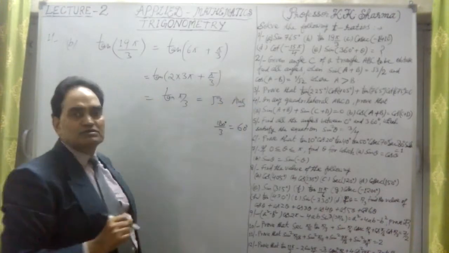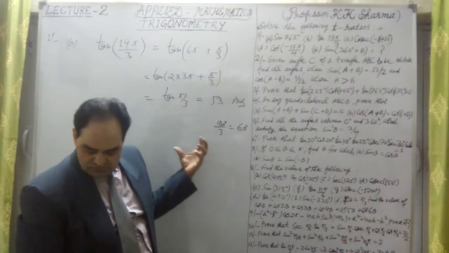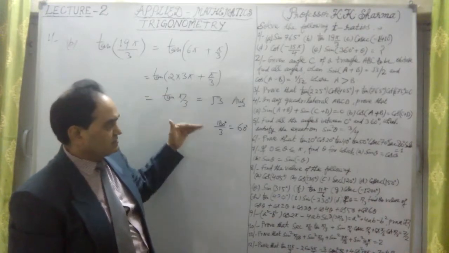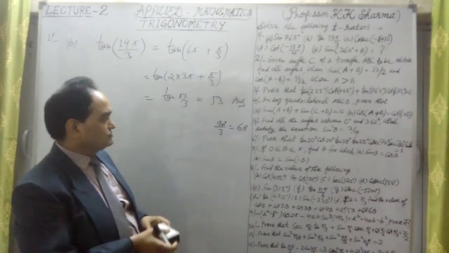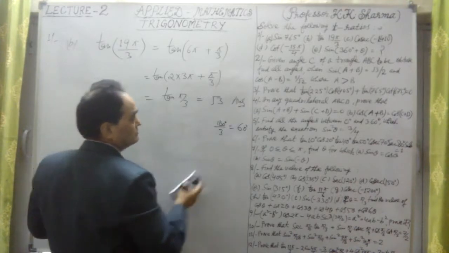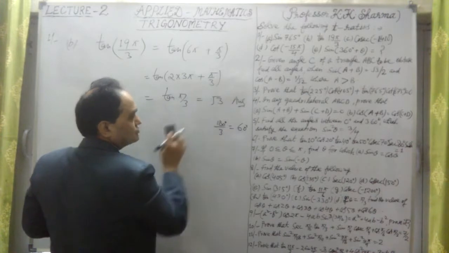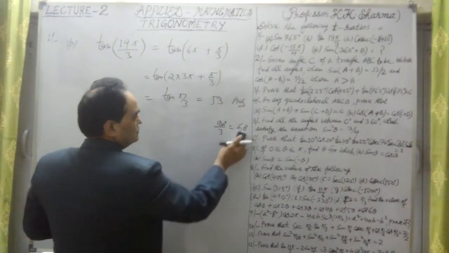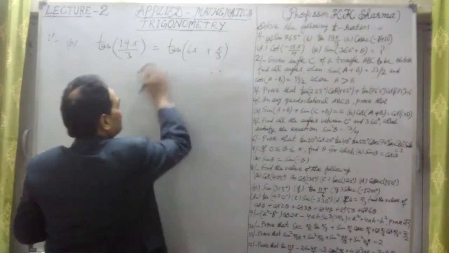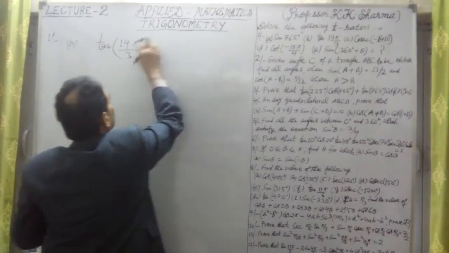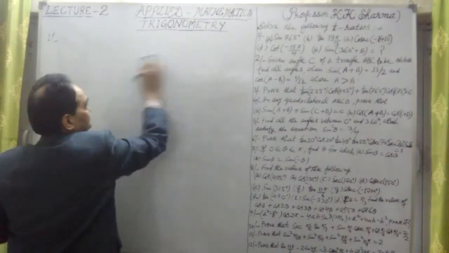This is how we calculate, by simplifying these angles into 2 pi and pi form. So this is how we calculate the values. This is a 60 degree angle, and tan 60 degree is root 3. That value we put down in the table, and from that table we can just remember it. Now let me take the C part of this.